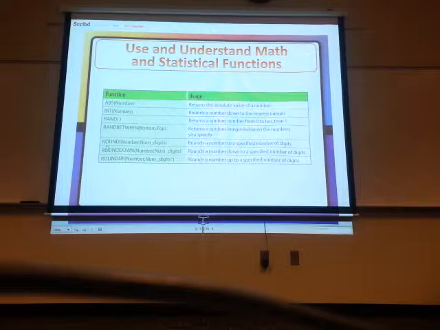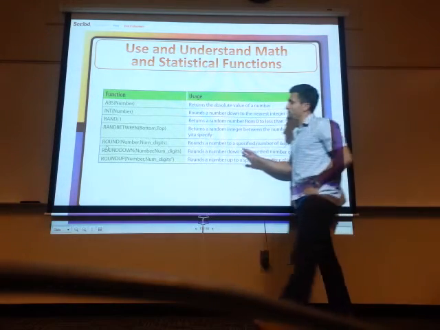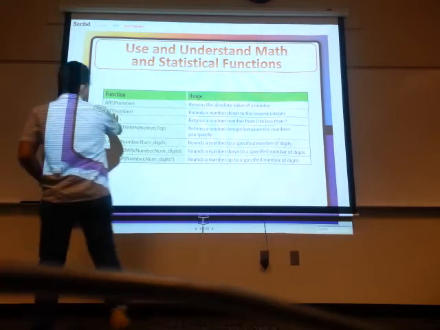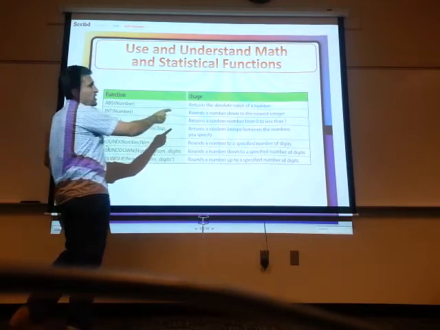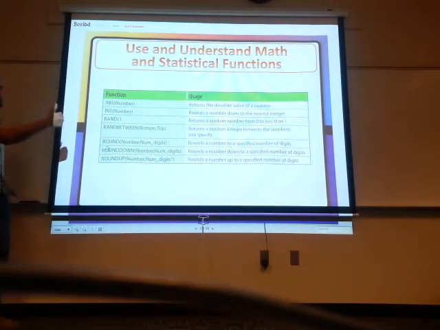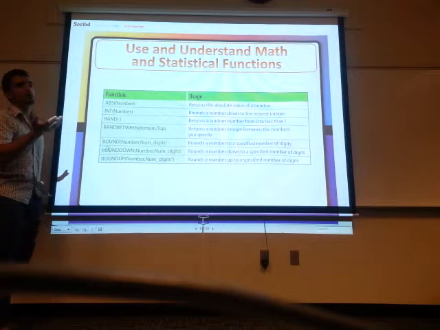What is the main difference between the integer function and the round function? So the integer function rounds down to the nearest integer. It always has to be an integer. What is an integer?